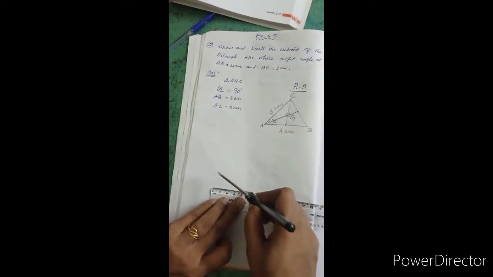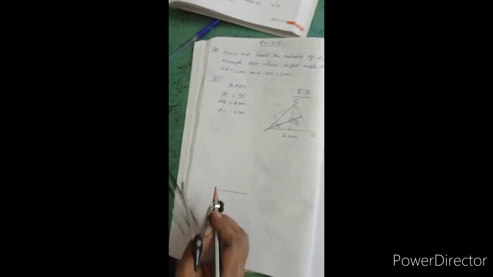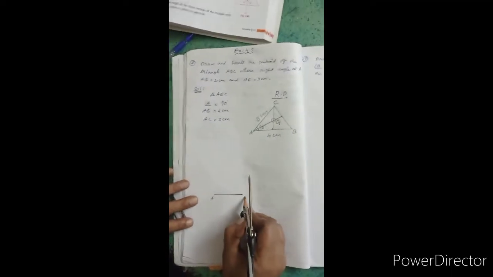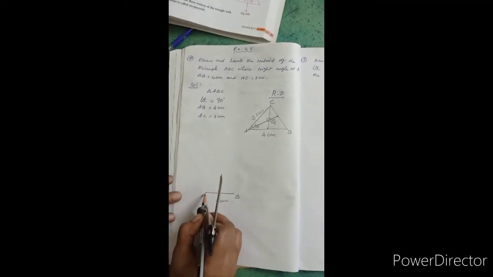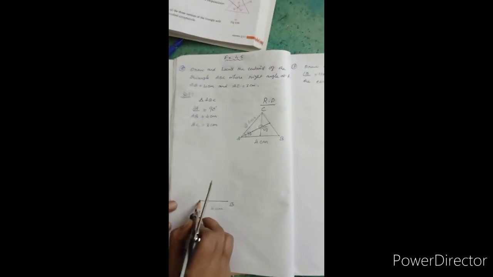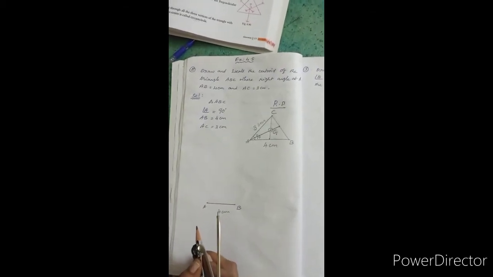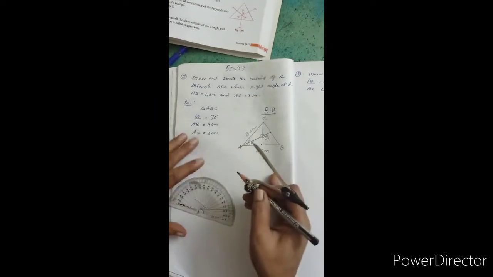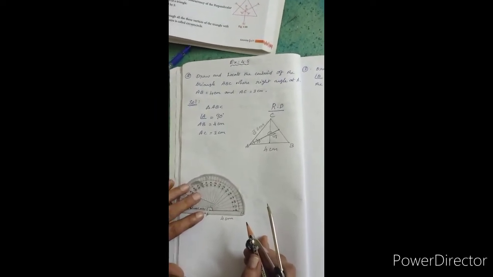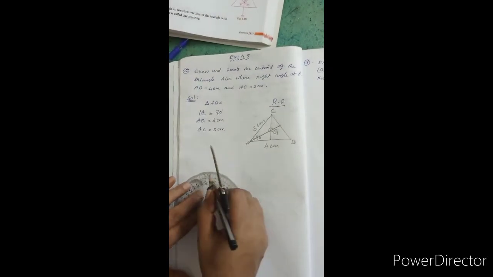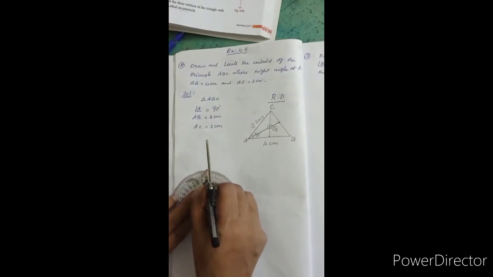AB equal to 4 cm. This is A, B, 4 cm. At A, take 90 degree in our protractor. This is 90 degree.